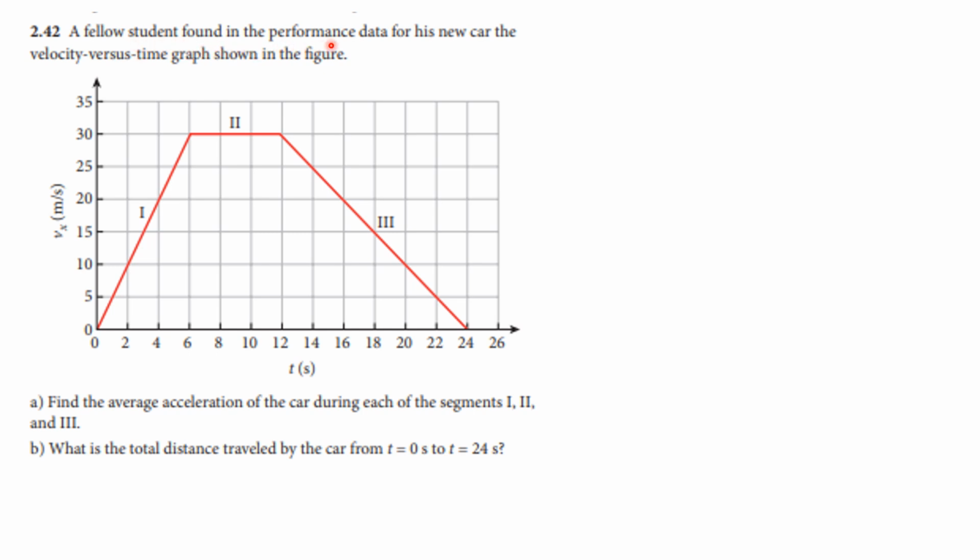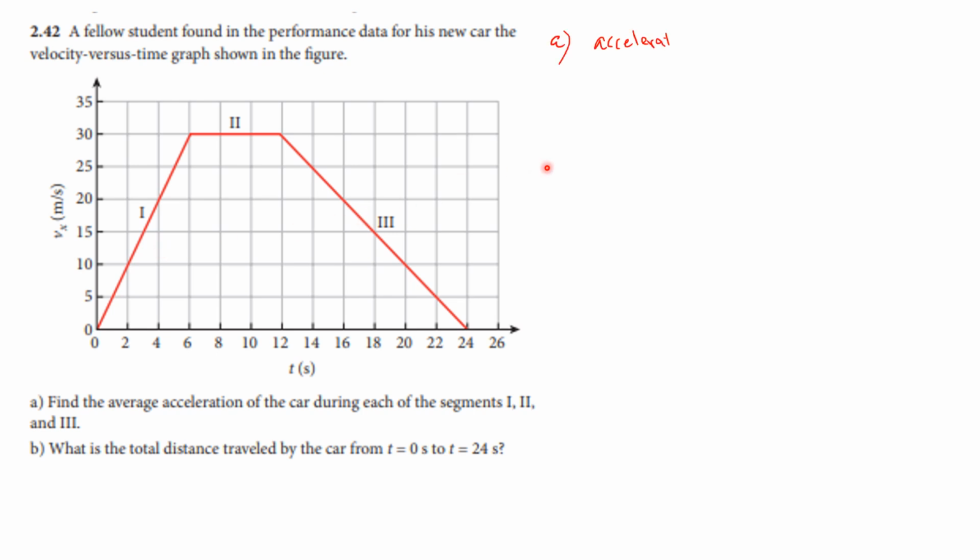found in the performance data for his new car the velocity versus time graph shown in the figure. So we have a velocity time graph divided into 3 parts: 1, 2, and then 3. The first part is to find the average acceleration of the car in all segments, 1, 2, and 3. So we have to calculate the acceleration in this case. How to do that? It's a velocity time graph, so how to get the acceleration? We just calculate the slope.